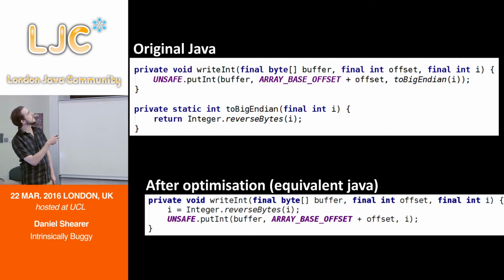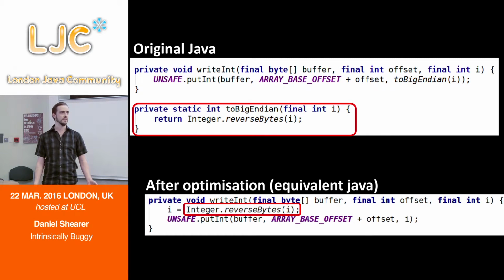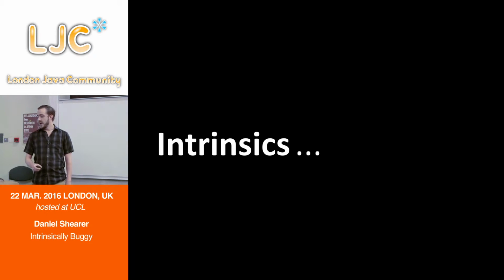So you can see the toBigEndian call has been inlined. That's the most obvious optimization that it had applied. But there's another one which is a bit more subtle, which is its use of intrinsic functions. Now, I'm not sure if people are broadly familiar with intrinsics in Java. I hadn't actually come across them until I started working at LMAX.